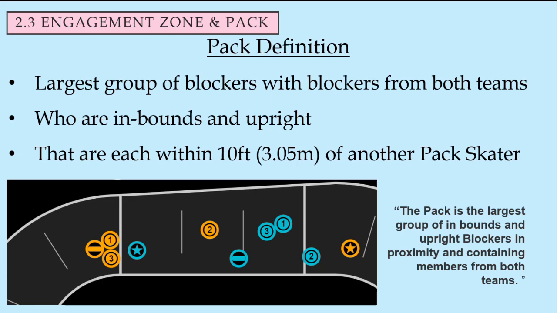The pack is one of the most important and fundamental rules of roller derby, as the pack defines where most of the action on the track is allowed to happen. The pack is defined as the largest group of blockers, with blockers from both teams, who are in bounds and upright, that are each within 10 feet of another pack skater. You'll notice that jammers are not included within pack definition. The pack only consists of blockers.